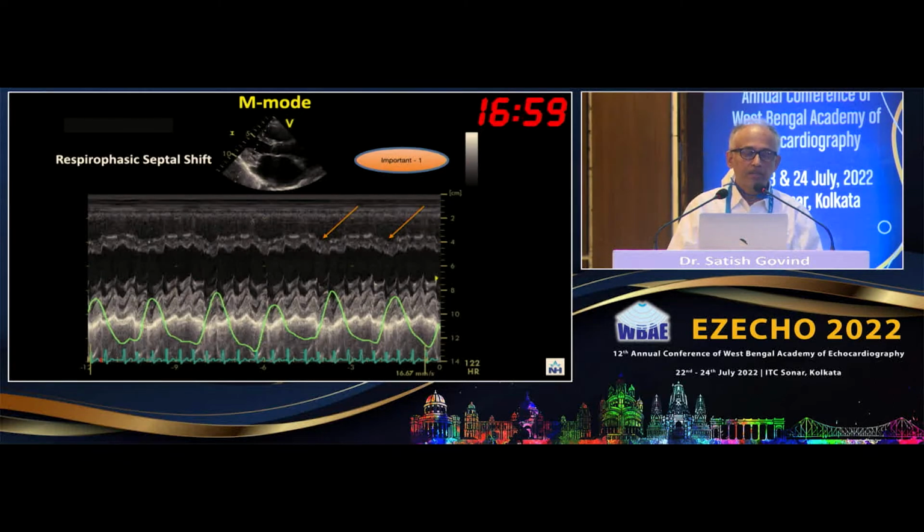Then just look at the various findings in constrictive pericarditis. The most classic and important one to focus on is in the parasternal long axis, with reduced sweep speed, where you have to look for this variation. This is the septal shift. It is respirophasic: with every inspiration, the septum comes towards the LV, and with expiration, it goes back. So it keeps going back and forth. This is the important one.